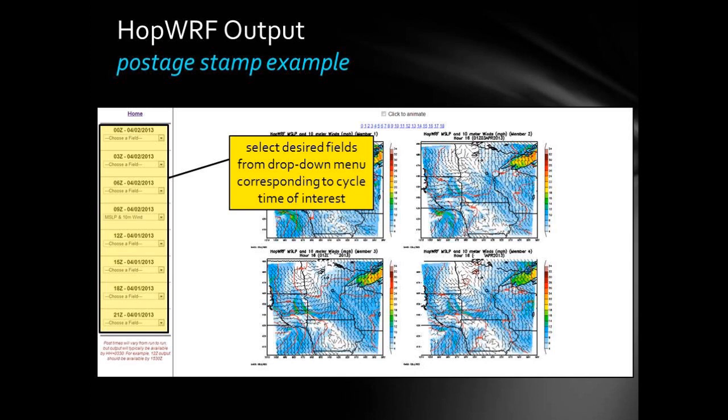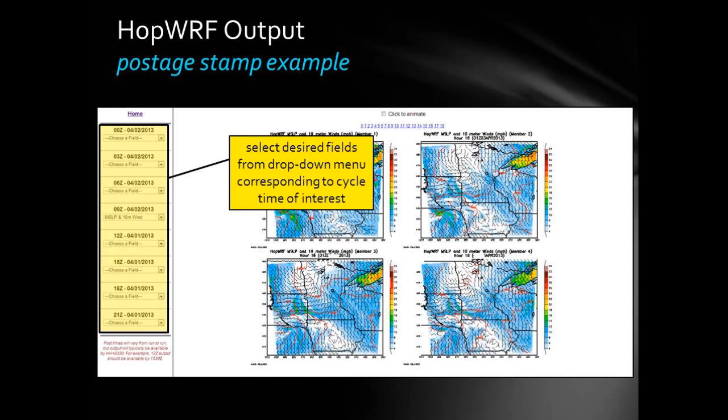And then down here is where we have all the ensemble products. So postage stamps, means, maxes, mins, probabilities. There's some plumes available on there. Those are basically site-specific time series plots. And spaghetti plots. Those aren't in there yet. I should have them done basically as soon as I get back to the office.